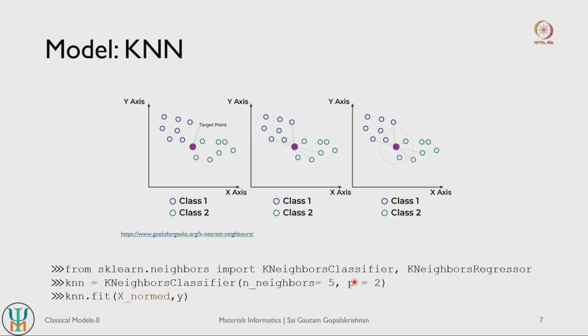So let us take a visual example of how k nearest neighbors works, right. We have 2 classes of data points here. One class of data points is darker blue in color, another set of data points is lighter blue in color, and let us say this is a new data point that you are introducing to the model.